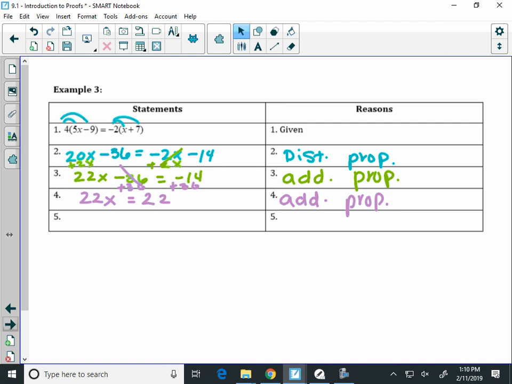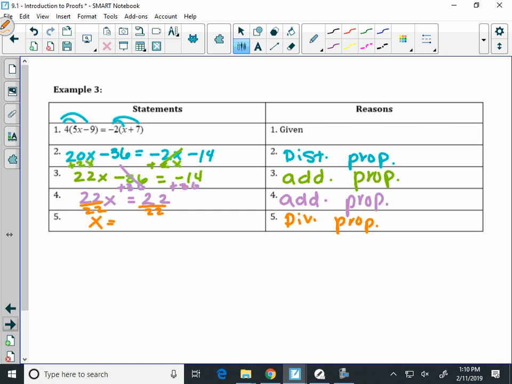And then what's our last step? What do we need to do? Use the division property because we're dividing 22 on both sides. So to get step 5, I use the division property. So that's going to go in step 5. And then when I divide by 22 on both sides, what do I get as my statement? Double check your math. Negative 14. Oh, yeah. And that gives you 1.